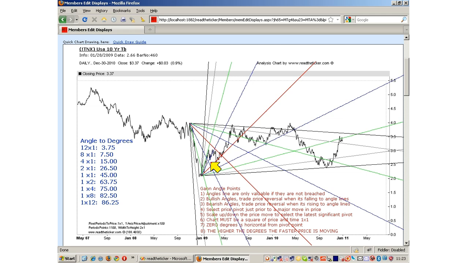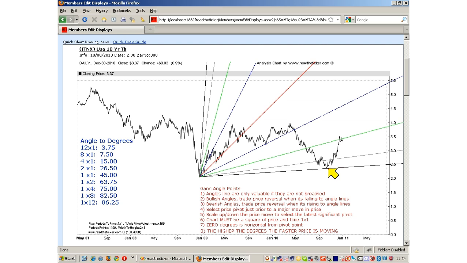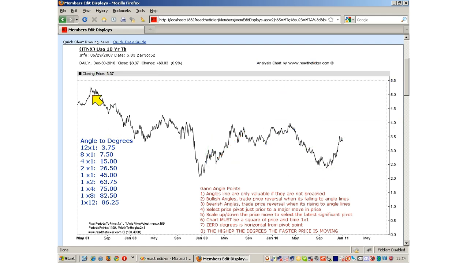I think QE1 was announced around here somewhere, and this is a continued trade. As you can see, the 45-degree line held strong. But the bears started to win up here. Hang on, just go back to that again. As you can see here, on that pivot point there, a major bottom was selected here. So this line still has not been breached out of that pivot point. You would keep that. Going back to this one here.